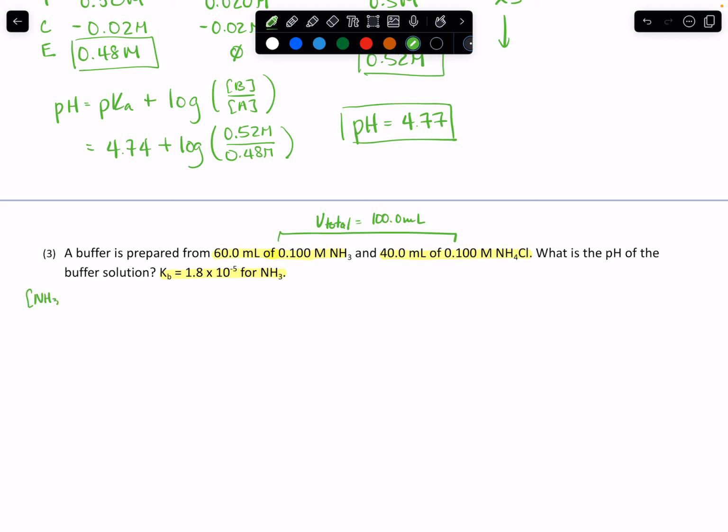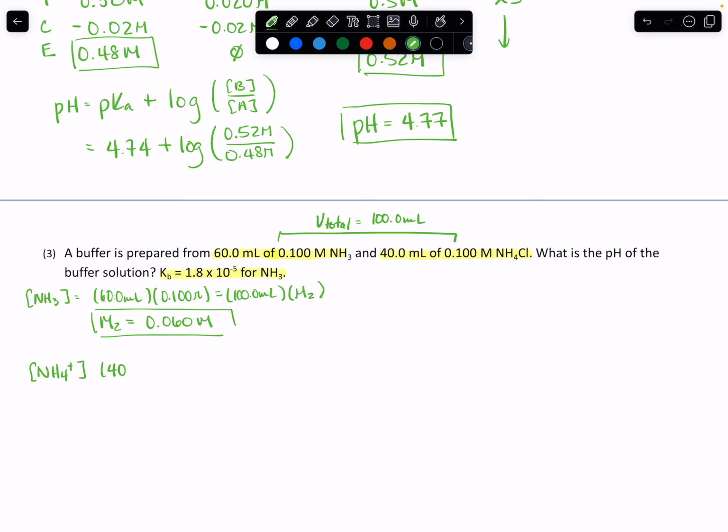So let's start with NH3. We're going to have 60 milliliters times 0.1 molar equal to 100 milliliters times the diluted concentration. The diluted concentration is 0.06 molar. So that's the concentration of NH3. Now let's look at the concentration of its conjugate acid, which is ammonium.